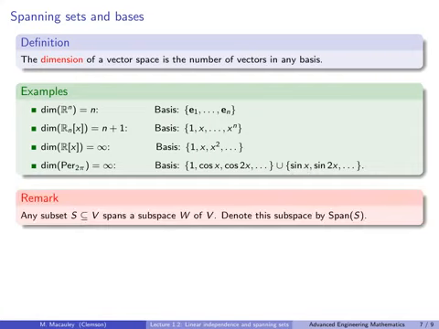One quick remark is that any subset S of a vector space spans some subspace W. And we're going to denote this subspace by the span of S. So this is an important notational thing that we're going to use throughout the class. And so S can be a finite set. It could be an infinite set.